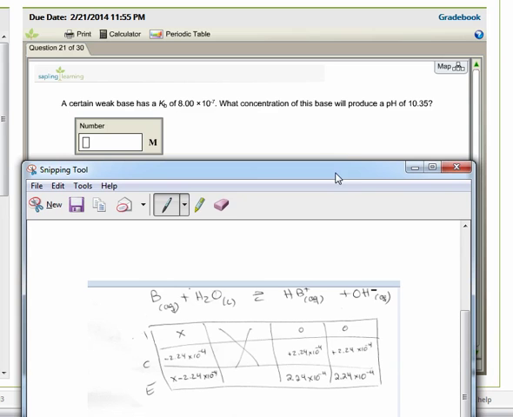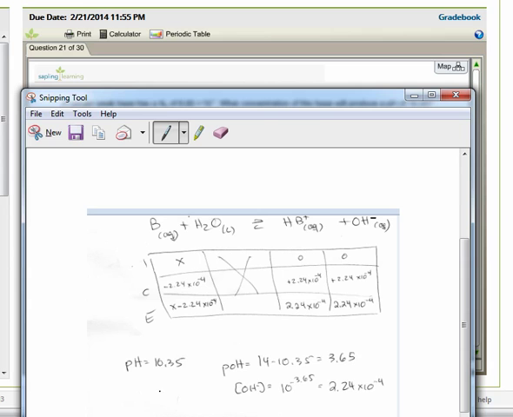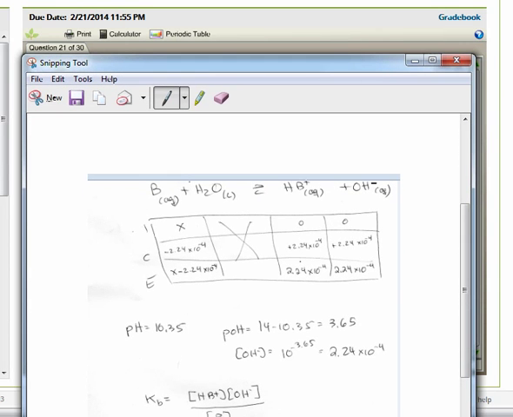Now, we are told that we want a pH of 10.35. So if we have a pH of 10.35, our pOH is going to be 14 minus 10.35, which would be 3.65. If I know my pOH, I can calculate the concentration of hydroxide. It's going to be 10 to the minus pOH, or 10 to the minus 3.65, which is 2.24 times 10 to the minus 4.